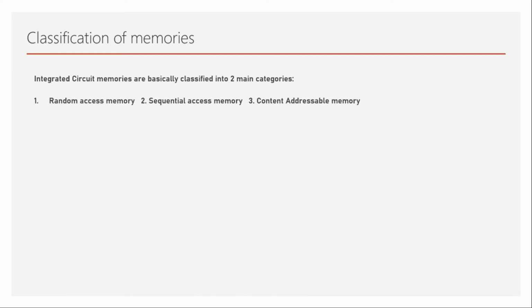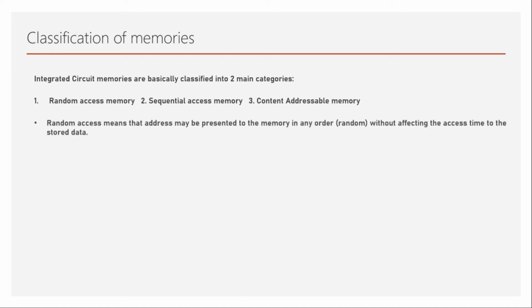It is not true. If we understand why the name of random access memory and sequential access memory came into picture, we will understand that the random access memory is broader memory type, which will consist of other type of non-volatile memory as well, such as ROM and different other types. So we'll try to understand what is random access memory. Random access means that the address may be presented to the memory in any order or randomly without affecting the access time to the stored data.